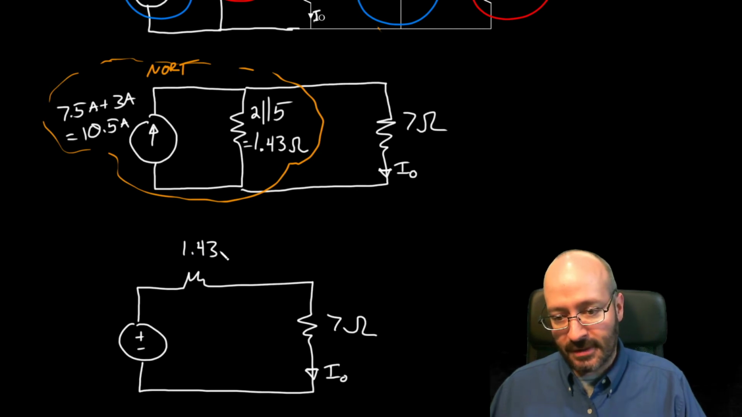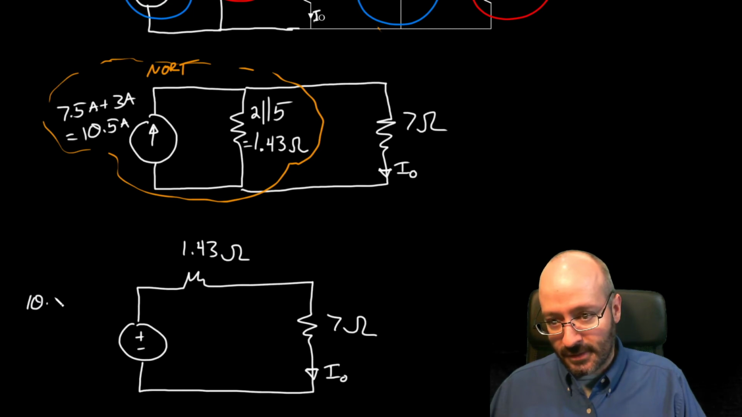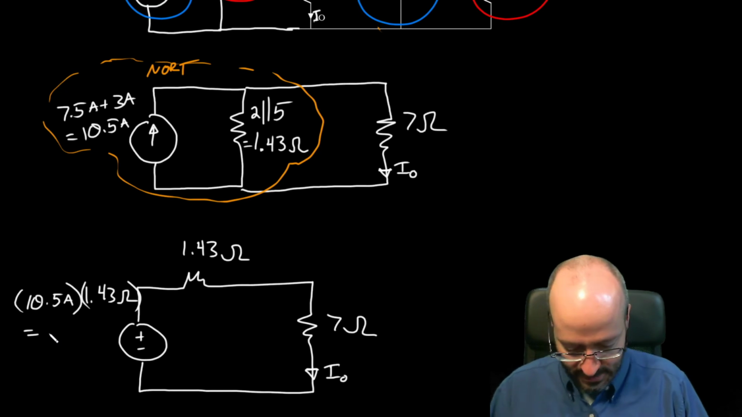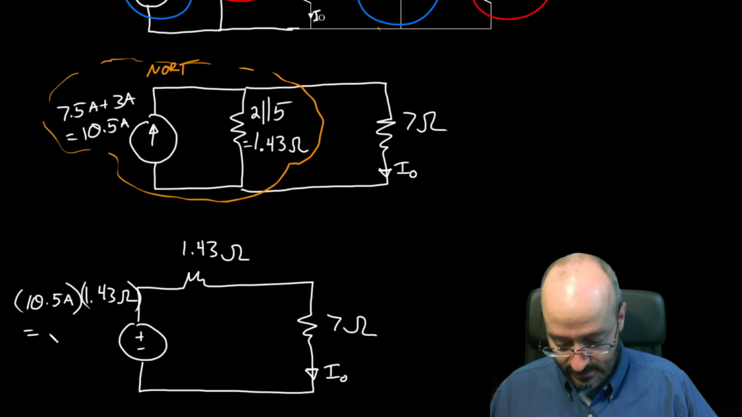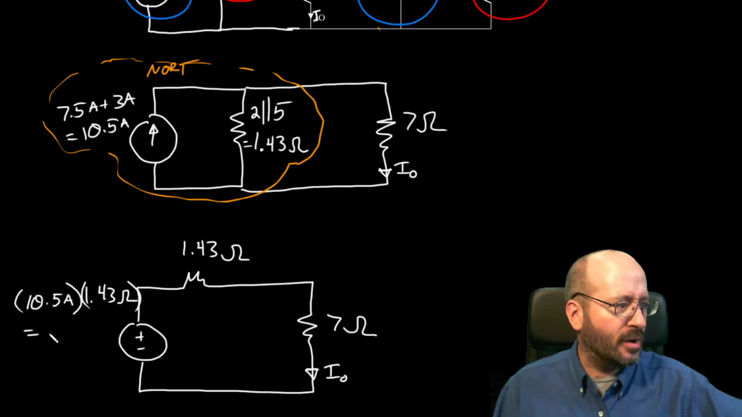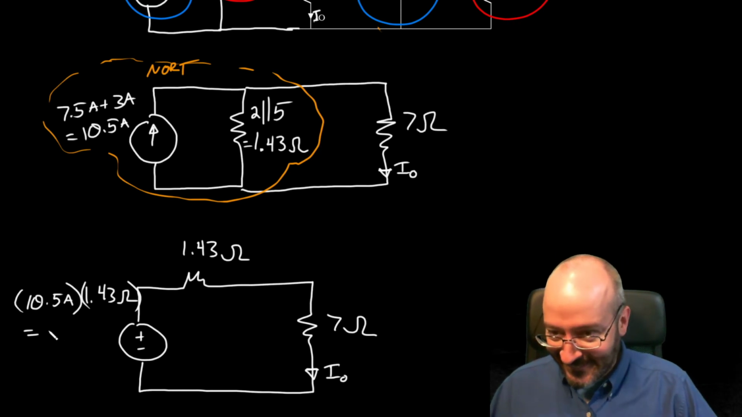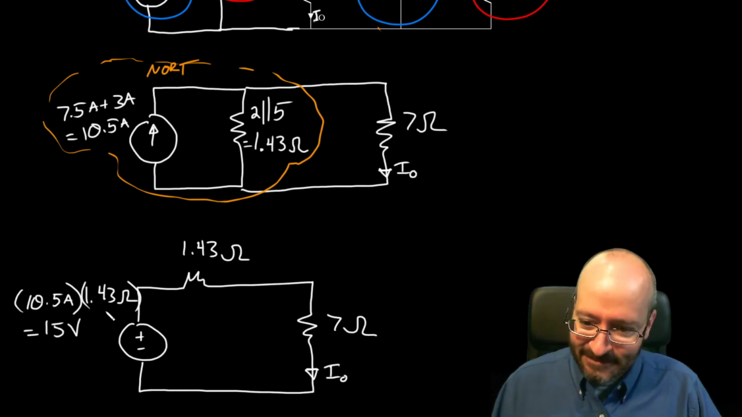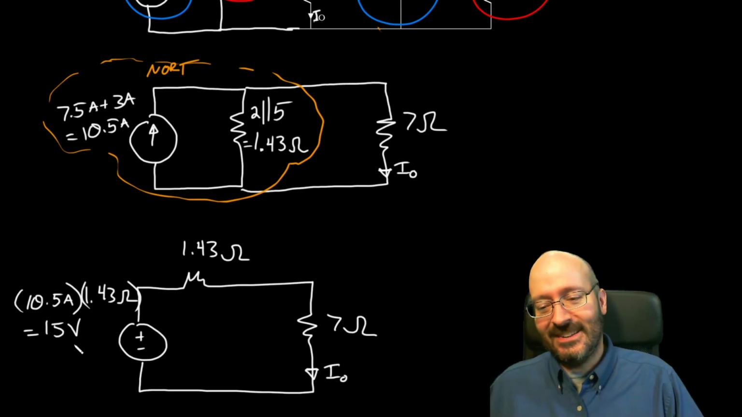1.43 moves up so that it's in series, and this is going to be 10.5 amps times 1.43 ohms. And that's equal to something. I'm not doing that in my head. Times 10.5. Oh, that's dirty. It's 15 volts. It does work out nicely. Okay, 15 volts.